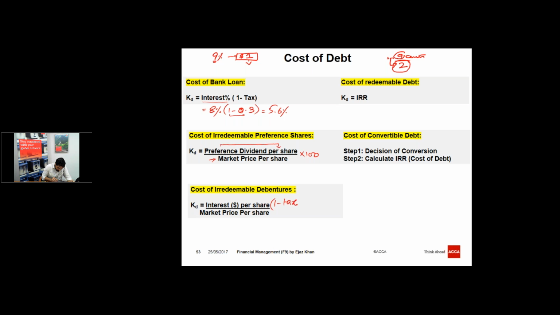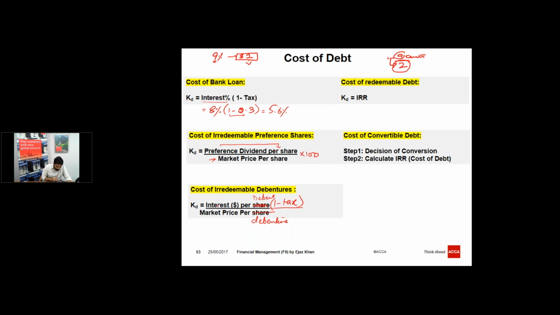1 minus tax. So we'll take interest and we'll deduct tax from it, and we'll divide it with market price. It's not per share, sorry, it's interest per debenture or loan stock per debenture. Just make correction in this.